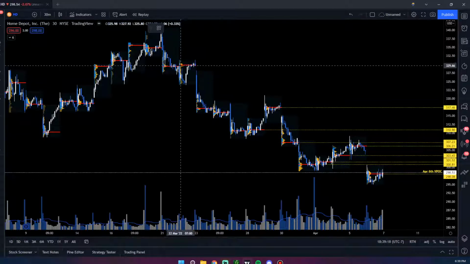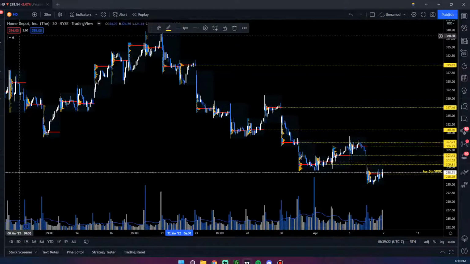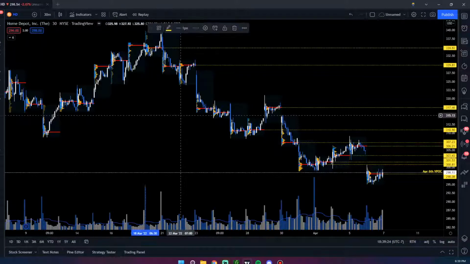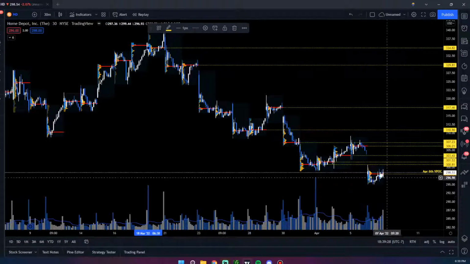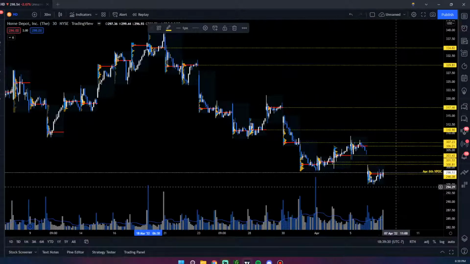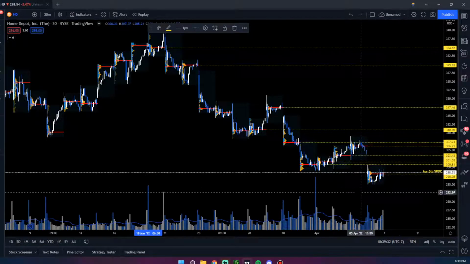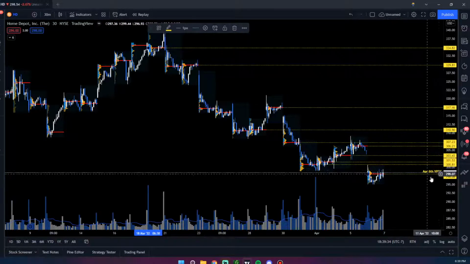Almost done with the drawing, guys. I know this part is monotonous and boring, but I have to cover it so you guys know how. So really quickly, the difference between a POC versus a virgin POC is a virgin POC is one that has not been touched.